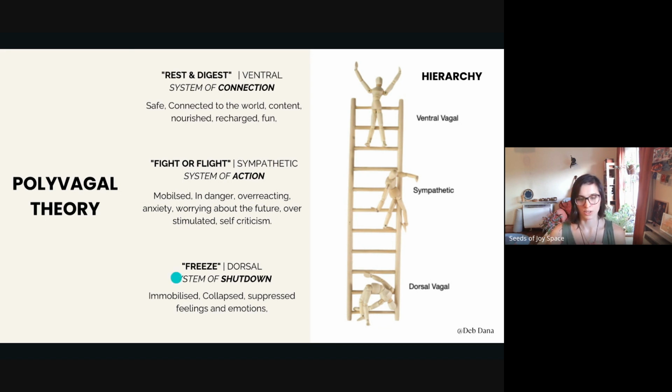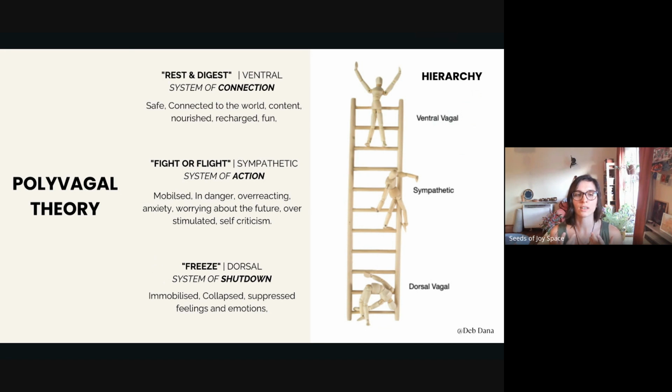Before we look at the first one, I want to bring your attention to the hierarchy. In the polyvagal theory, we have a hierarchy. What that means is that these pathways of response have a certain hierarchy, and it starts at the freeze, then fight or flight, and rest and digest. And that is in our evolution. So the oldest pathway is the freeze, and the newest is rest and digest. That's how we developed our nervous system.